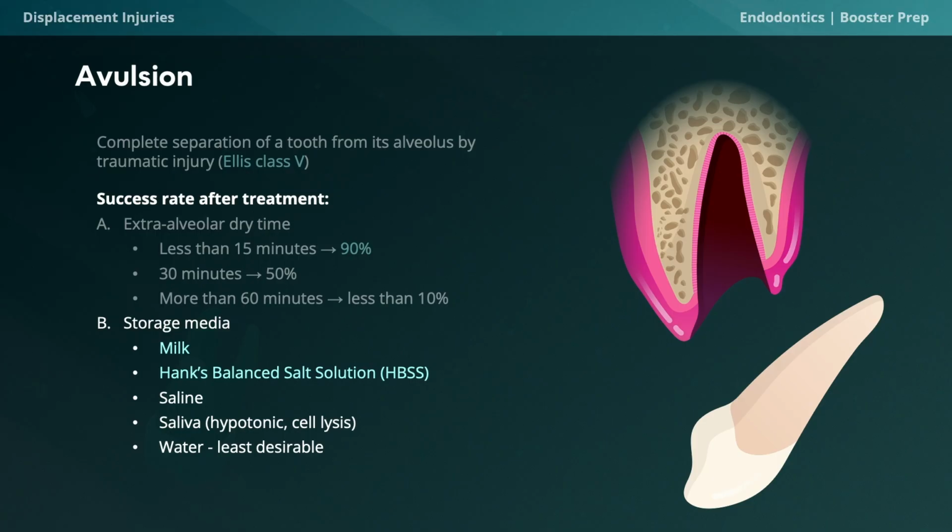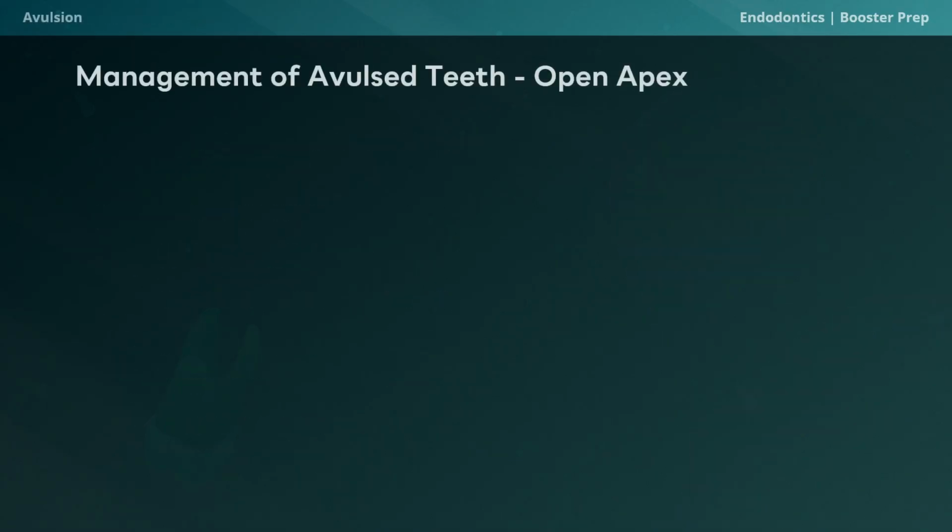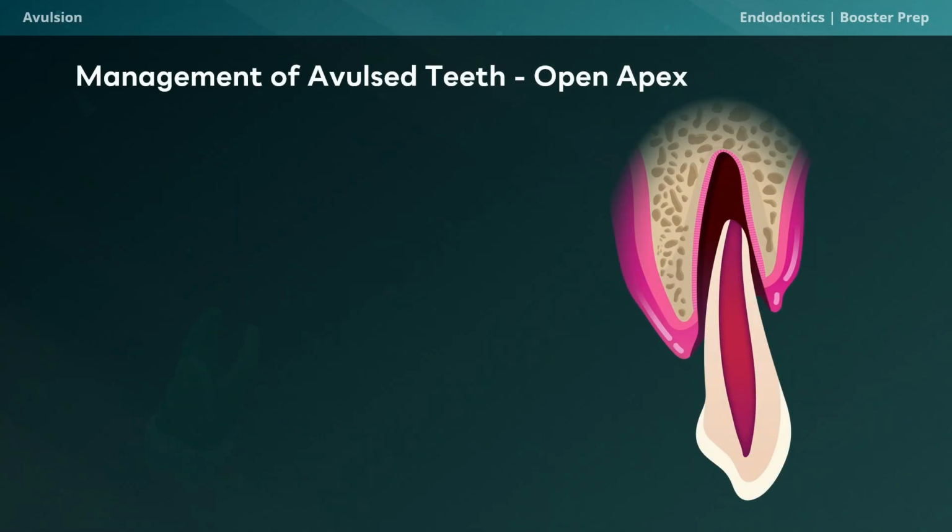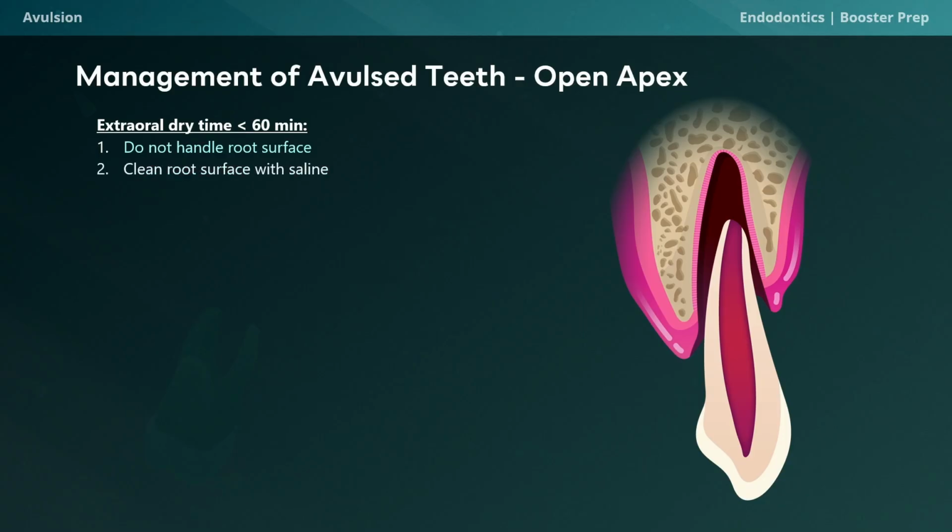Okay, let's now talk about how to actually manage an avulsion from a clinical standpoint. And we'll begin with an avulsed tooth with an open apex. Our treatment approach really depends on how long the tooth has been outside of the mouth. If the tooth has been dry for less than 60 minutes and has been stored in a medium like milk or saline, the management involves a few careful steps. Firstly, it's crucial not to touch the root surface. You don't want to damage the PDL. And if the root appears to be visibly contaminated, it should be gently cleaned with a stream of saline.